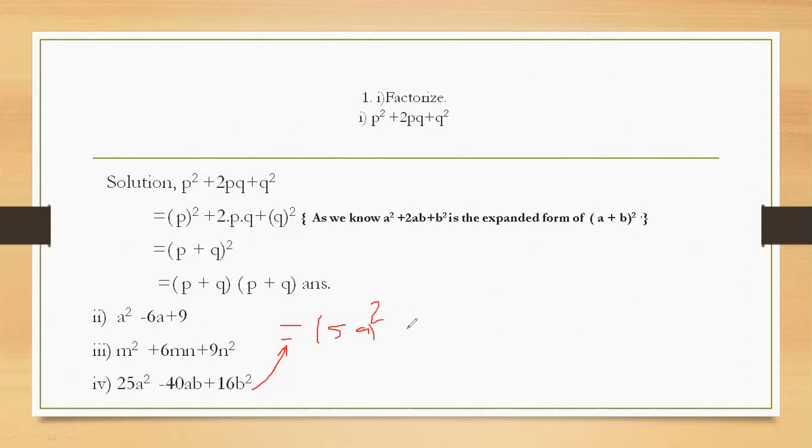Then here is a plus sign. And the last one, what is there? 4b whole square. Put in bracket. Don't forget to put them in bracket while writing whole square. And in the middle we have to make 2ab. 2 into a. What is a there? A is 5a. And what is b there? 4b. Good.